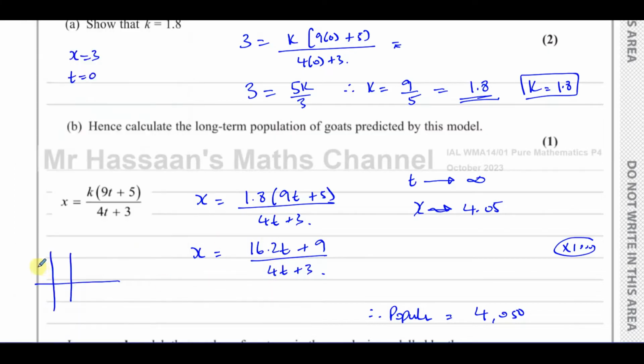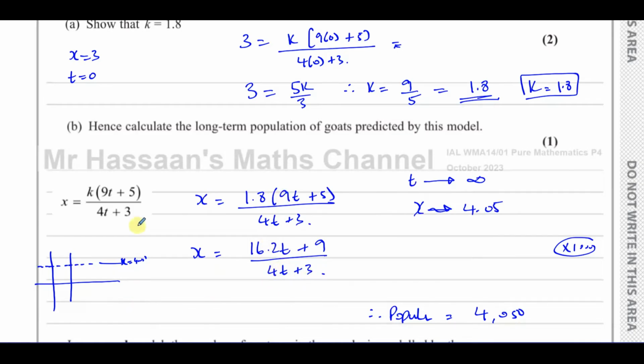Okay, so that means there's going to be a horizontal asymptote at, in this case, x equals 4.05. That's basically the long term, the asymptote that it's going to be reaching. All right, that's another way of thinking about it, just dividing the leading coefficients if you have something like this.